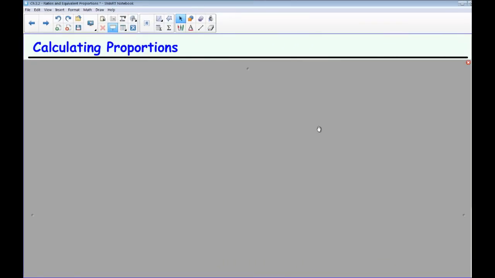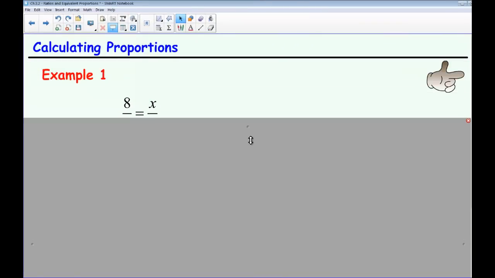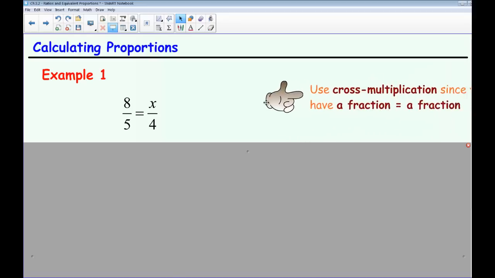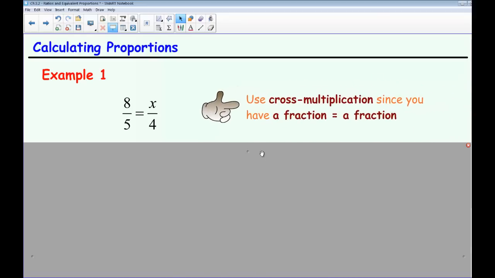Now, how do we calculate proportions? So here's an example. We have 8 over 5 is equal to x over 4. Now, there are a few different ways to go about doing these questions, but at this point, I'm going to teach you a method known as cross multiplication. We're going to revisit cross multiplication a little later when we get into algebra, but for now, if you have a fraction equaling another fraction, then you can simply use this idea.